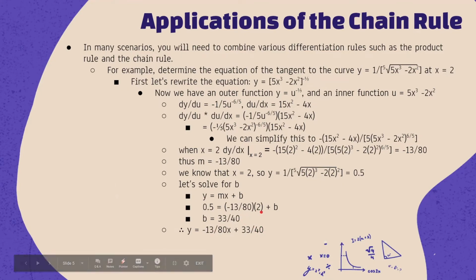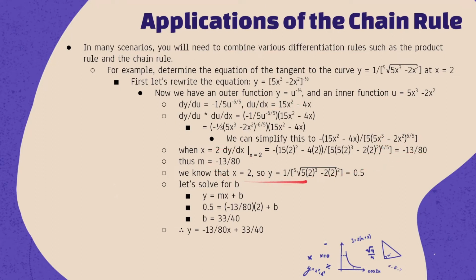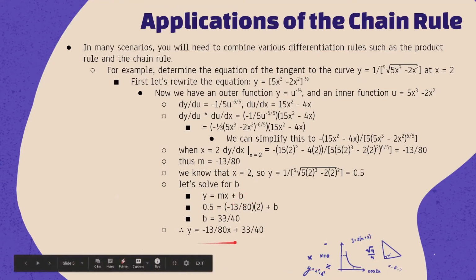So again, just to go over what we did, we simply rewrote this equation so that it had a power at the top. Then we applied the chain rule for special cases, which was done over here. We found the derivative of each of the appropriate parts. Then we just plugged in 2, found the slope, found a y value, our x value was given, solved for b, and then we got our equation.